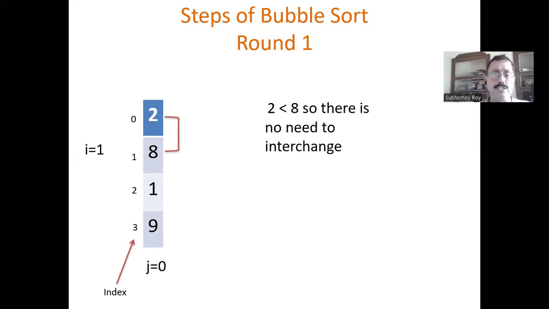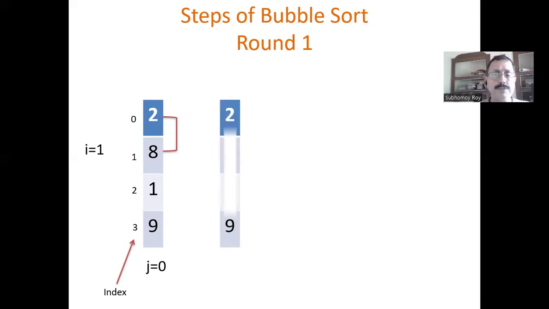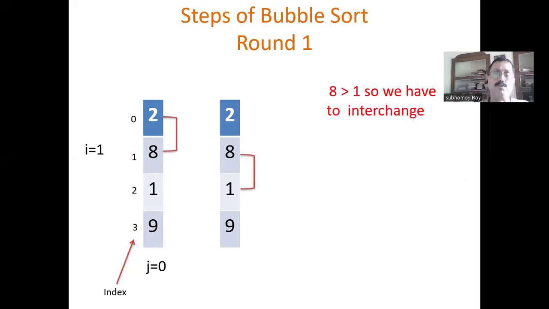No need to interchange them, no need for swapping, leave them as it is. So we will check the next pair. That means cells 1 and 2, that is variable 8 and 1. They are not in proper order. They have to be interchanged. We have to perform swapping here.